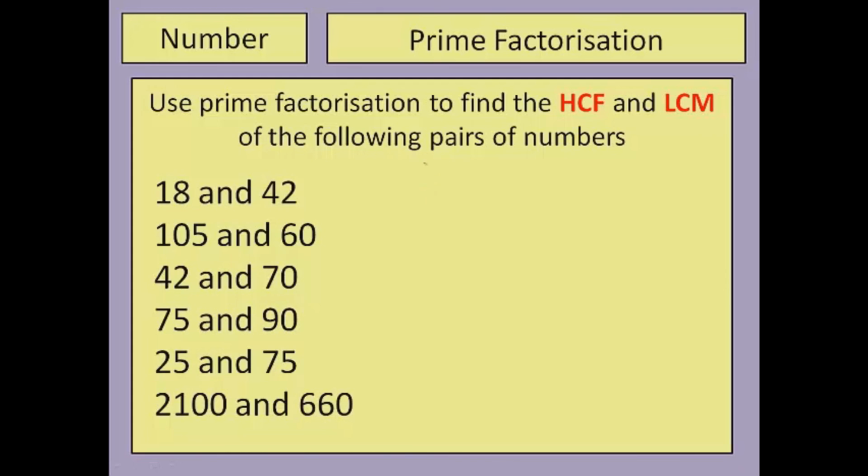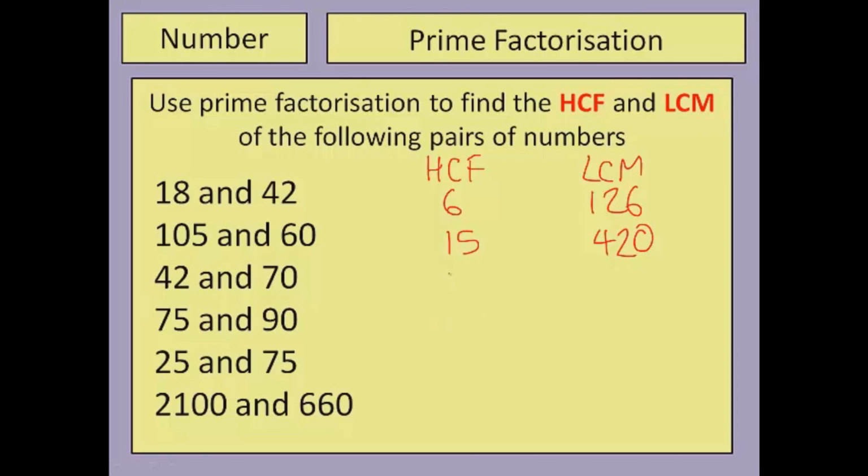Okay, here are the answers then. I will do the highest common factors first and then the lowest common multiples. So for these first two numbers, 18 and 42, the highest common factor was 6. The lowest common multiple was 126. For 105 and 60, the highest common factor was 15. And then the lowest common multiple was 420.